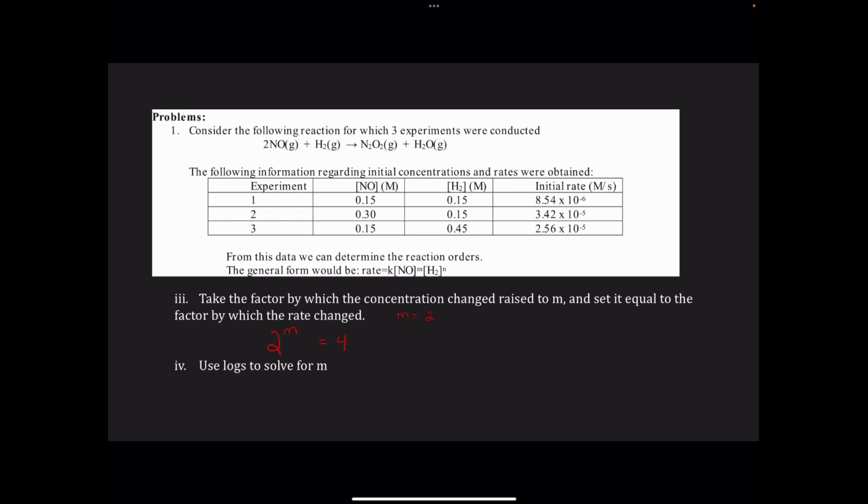Again, our m will be 2, but if we don't see that, we're going to take the log of both sides. So log of 2 to the m equals the log of 4. We rearrange. So my m is the log of 4 divided by the log of 2, which gives me 2. So now we have the order on our nitrogen monoxide. The nitrogen monoxide is second order.